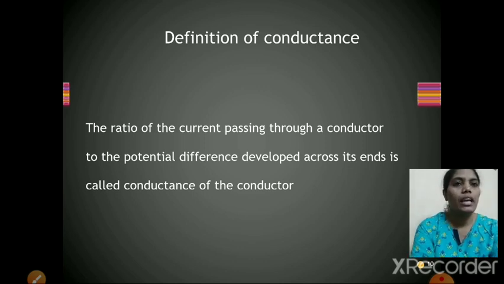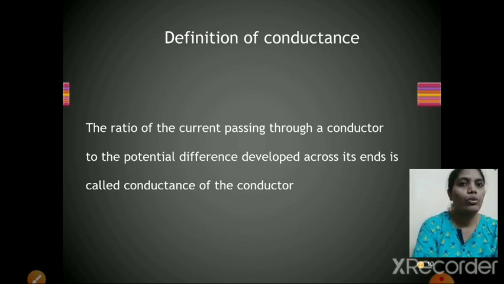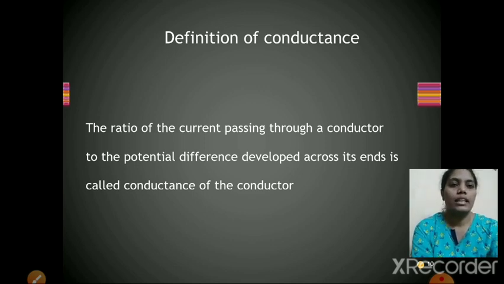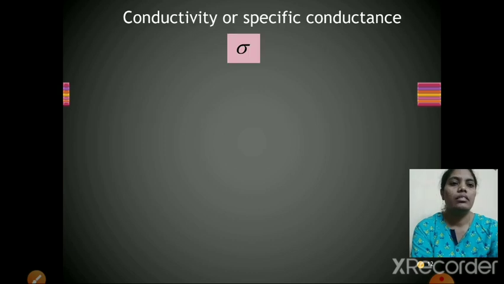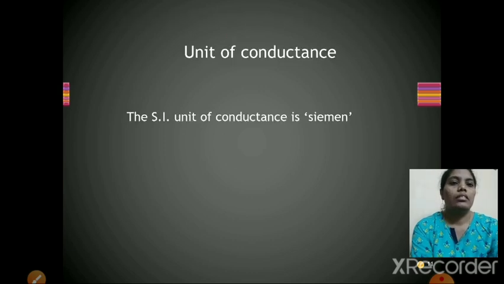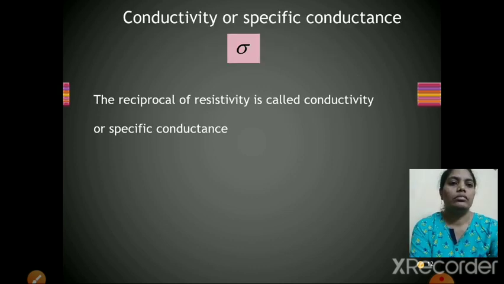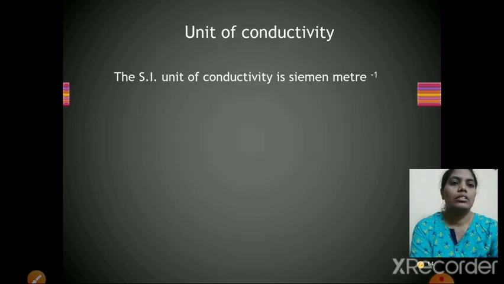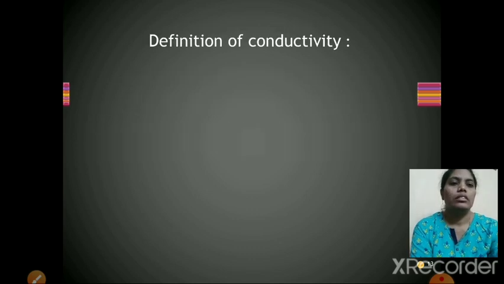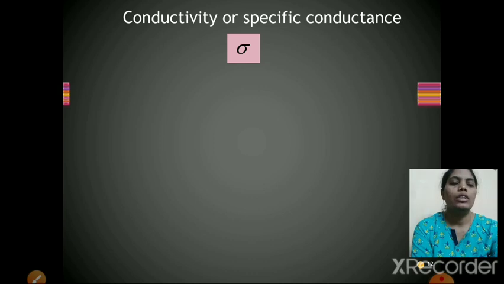Simply, V by I is equal to R. Reciprocal of R is I by V. That is conductance. The unit of conductance is Siemens. Remember this, the unit of conductance is Siemens, or simply we can say ohm inverse.